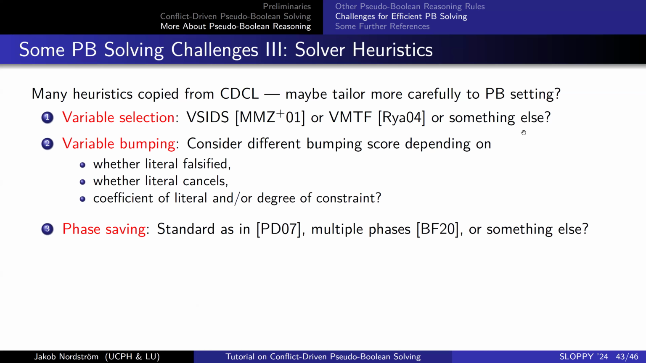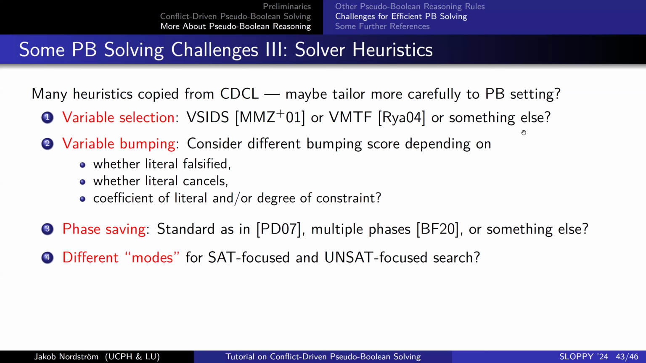Phase saving, this fact that when we decide on a variable, we set it to the last propagated value. Is that the obvious thing to do for pseudo-Boolean solving also? Could we do something else? SAT solvers have experimented with more sophisticated versions of phase saving, also different modes. SAT solvers can run in SAT mode, where you optimize performance for satisfiable instances, and UNSAT mode, where you try to optimize for unsatisfiable ones, and then the solver switches back and forth because it doesn't know.